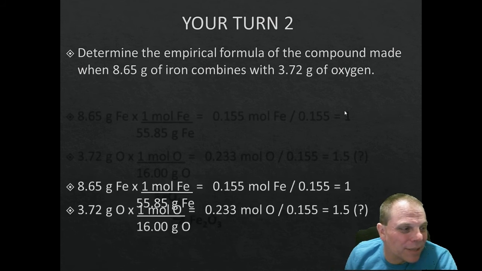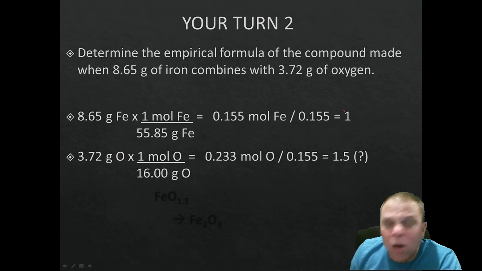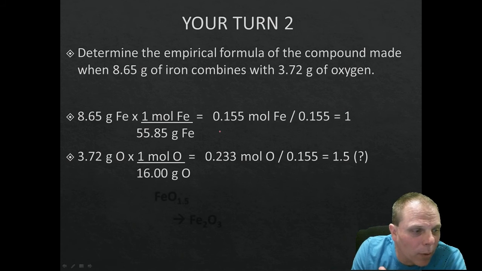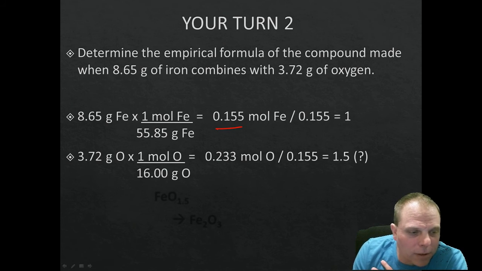All right, so you took those masses and the molar masses and figured out that there was 0.155 moles of iron and 0.233 moles of oxygen, which is a lower number? Well, 0.155 is a lower number than 0.233, so you divide them both. The number you got when you did that was 1.5. Oh, that's not a whole number.